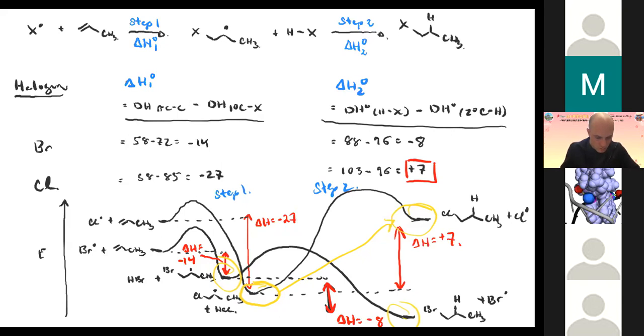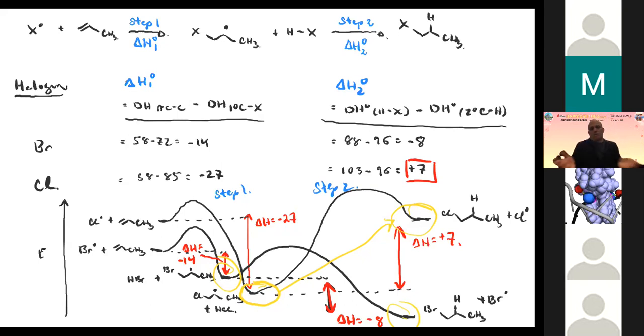Yeah, Clayton, you have a question? Yeah, I was wondering, since the first step releases like 27, why wouldn't it couple with the second step? If it's only a 7, couldn't I just use the energy from the first step for the second step, or how would... no, it can't do that?